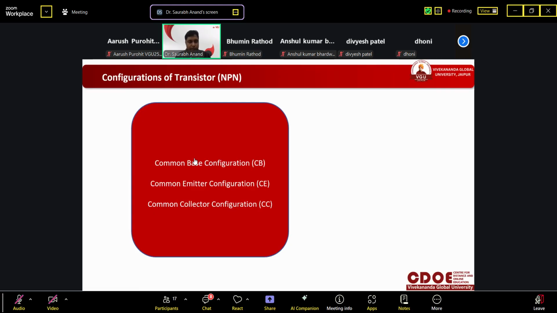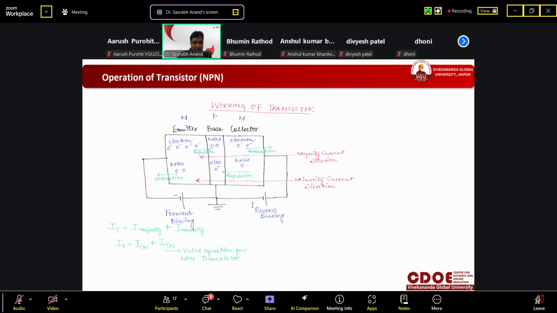So in the last session, we discussed the transistor. What is a transistor? What is the structure of a transistor? How does it work? I am just going back to this slide. So we understood how it works, how the current is flowing in the transistor. After understanding the working of this transistor, we were able to draw the symbol. So transistors are shown by this symbol, right?